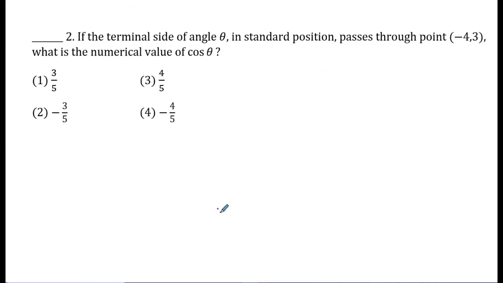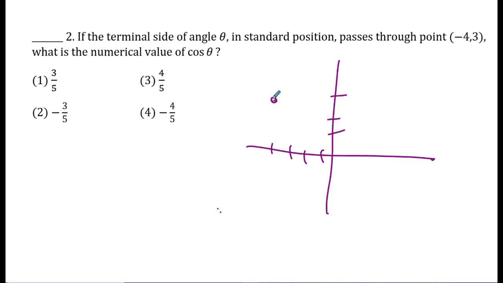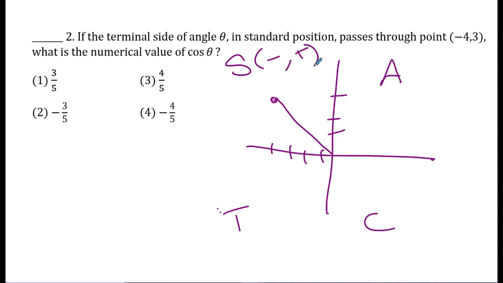If the terminal side of an angle theta in standard position passes through the point -4, 3. So I've got an angle passing through the point -4, 3. There's my angle there. What is the numerical value of cosine? Well, first of all, I'm in quadrant 2. And in quadrant 2, my x values are negative, my y values are positive. This is sine's quadrant, sine's positive. So I want the value of cosine. I'm not picking one of these positive answers. That's first off the bat. I'm down to a 50-50 guess now, if I have to get to that.